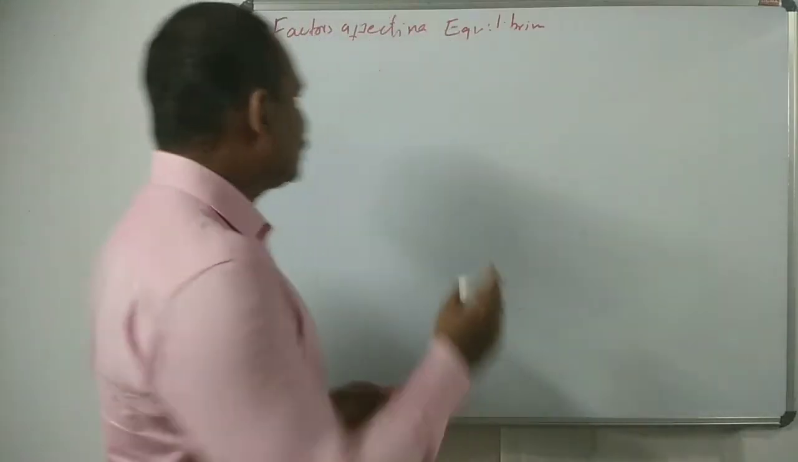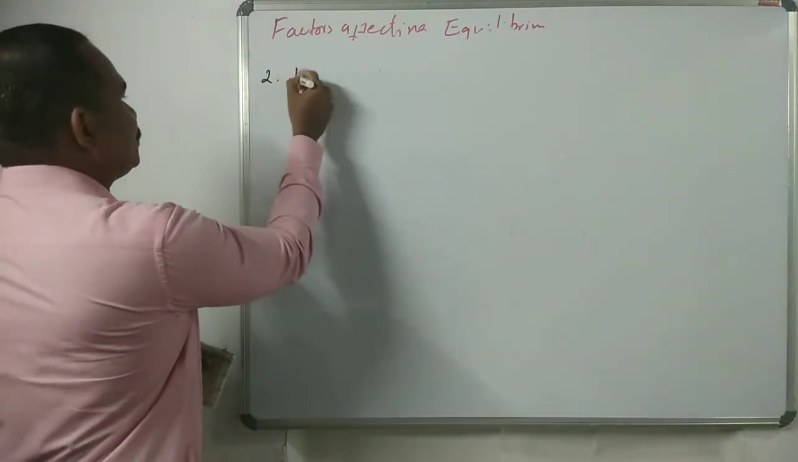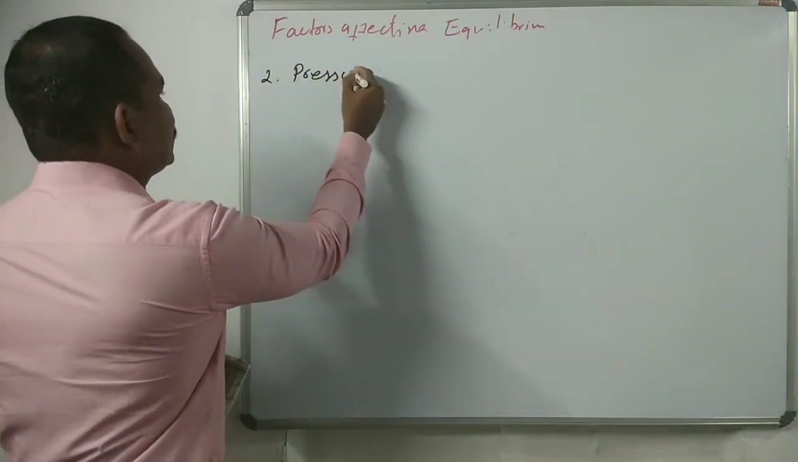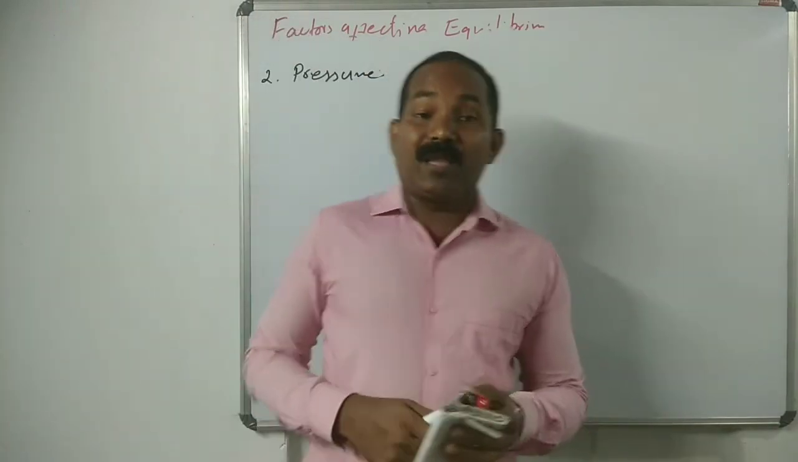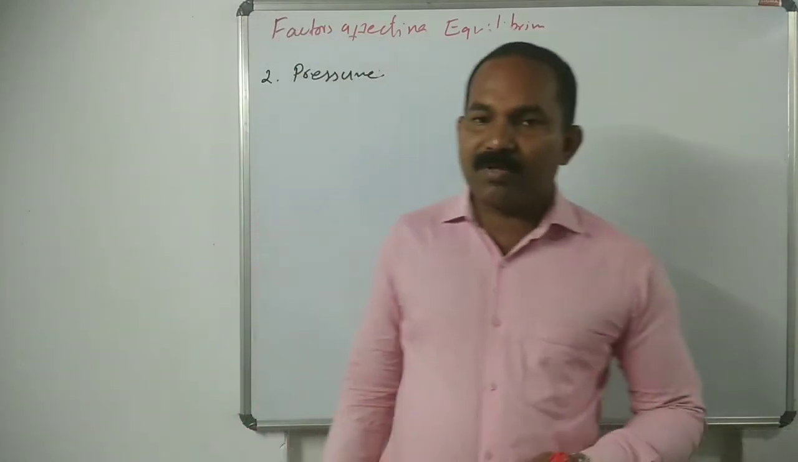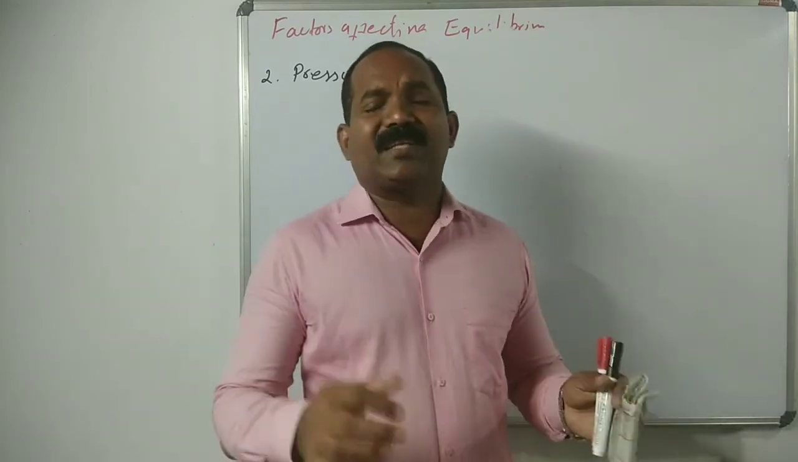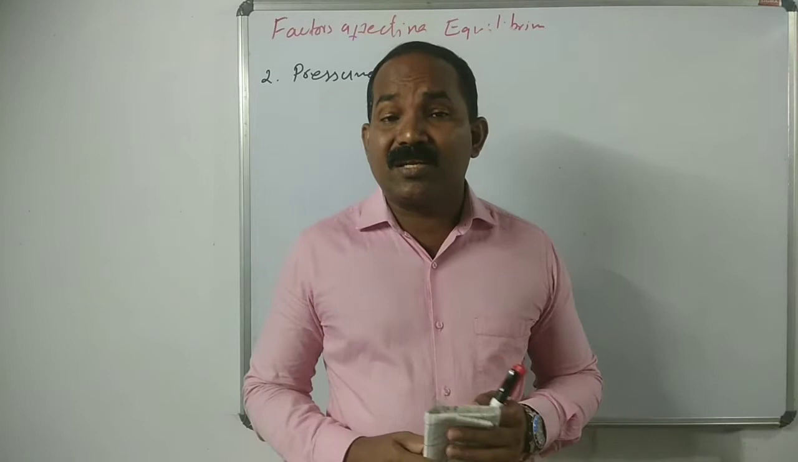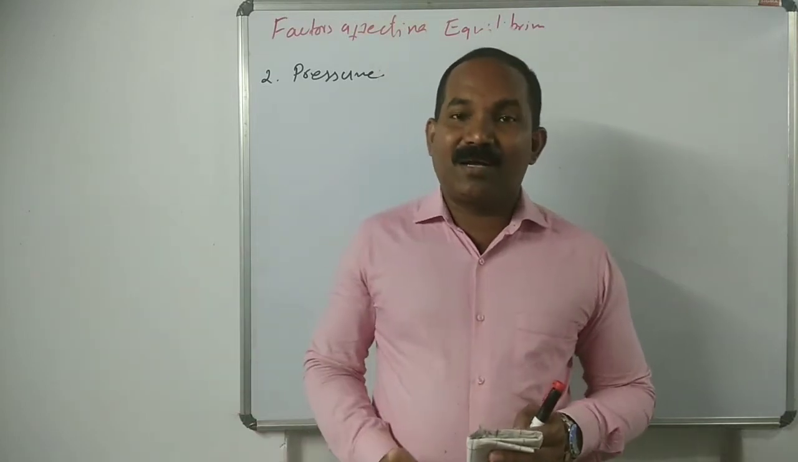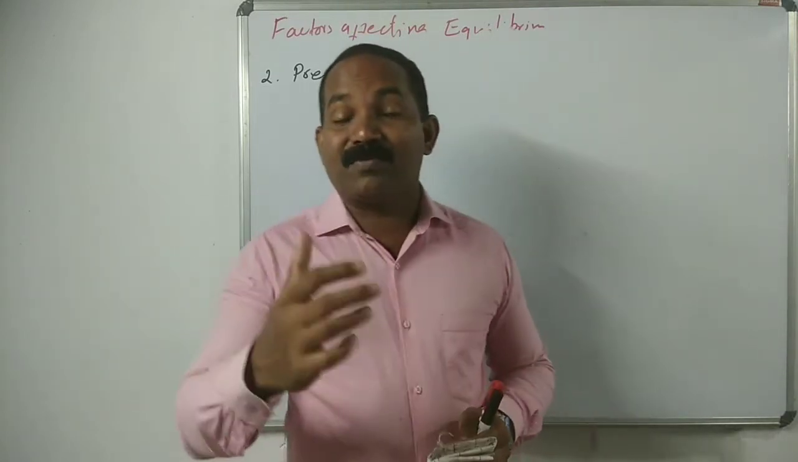The next factor is pressure. The first factor is concentration, the second factor is pressure. In a chemical equilibrium involving gaseous reactants and gaseous products, a change in the pressure will affect the concentration of the gases.